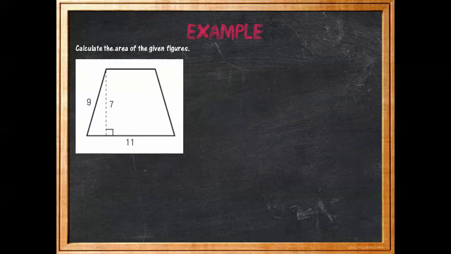For this one, it says calculate the area of the given figure. We have a height of 7, and one of our bases is 11. If we remember, the area of a trapezoid is 1/2 times (base 1 plus base 2) times the height. Now if we look here, we're missing this smaller length for the base. So we actually don't have enough information to find the area for this one. We would need the smaller length of the base.